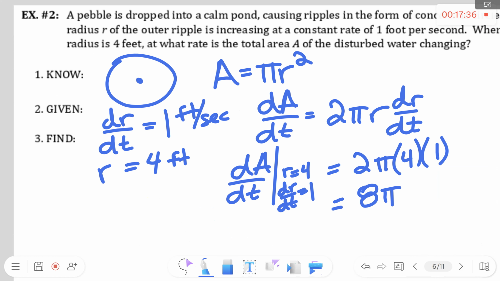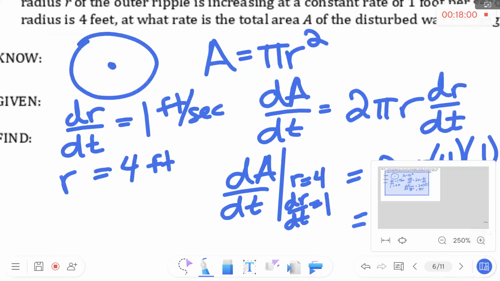I forgot something though. I did a boo-boo on purpose. Units. You need your units. What's the unit for area? That's a good question. I'm going to show you a foolproof method to get the unit. Ready? Let me zoom in just a little bit more here.